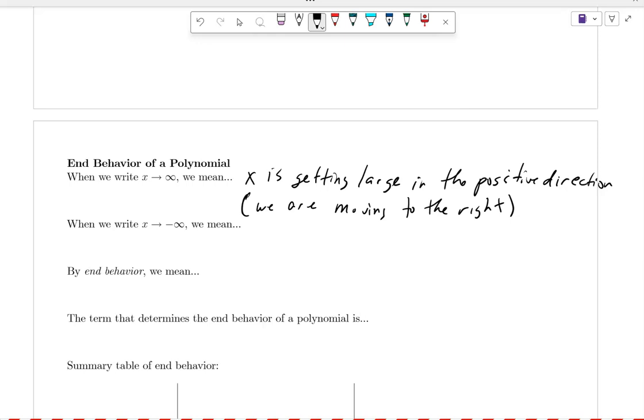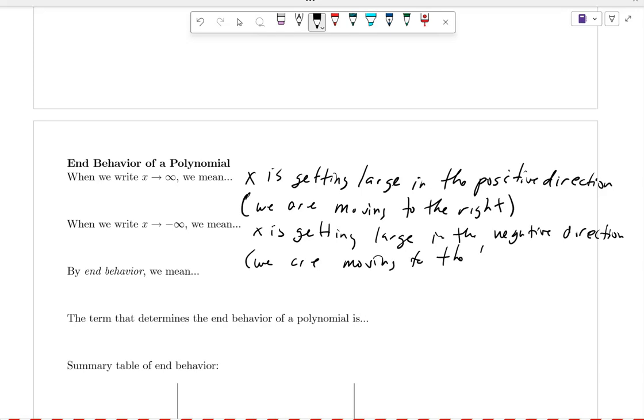So what do you think the next notation means with that x and an arrow and a negative infinity? So it's going to be smaller or, yeah, large negative. Yeah, so we're getting really, really large in the negative direction, and we're moving to the left. That's exactly right. Good. So x is getting large in the negative direction, so a large negative number, or we're moving to the left. All right, so we're just trying to set some notation, and then we'll do some examples here.